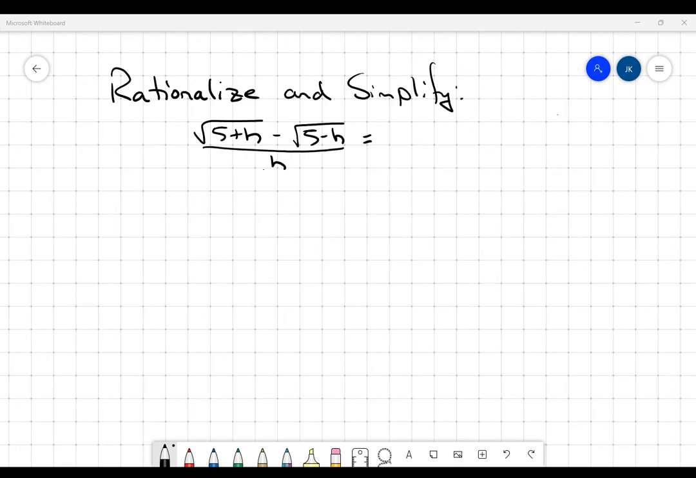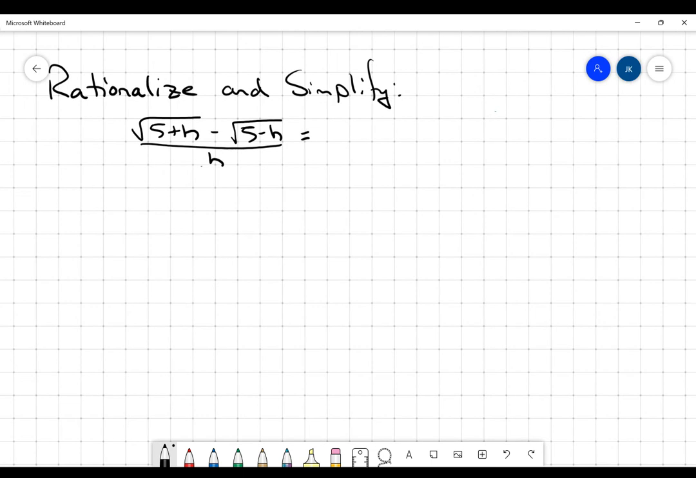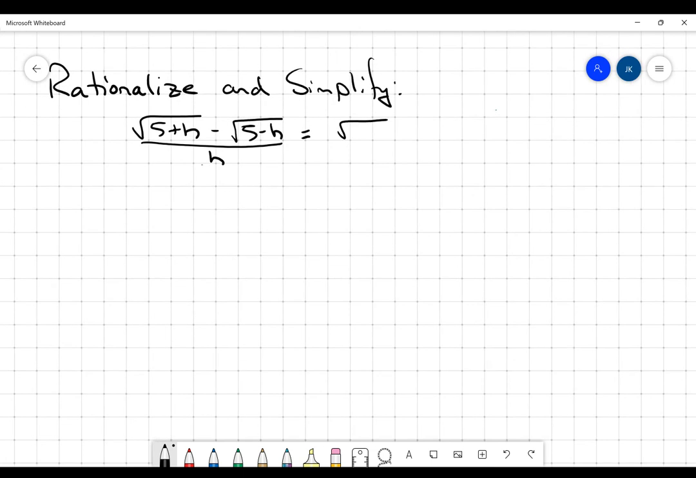Okay, hi everybody. So in this video, we're just going to do a quick example of a rationalizing problem. We're going to rationalize the numerator here. So I'm starting off with the square root of 5 plus h minus the square root of 5 minus h, all over h.